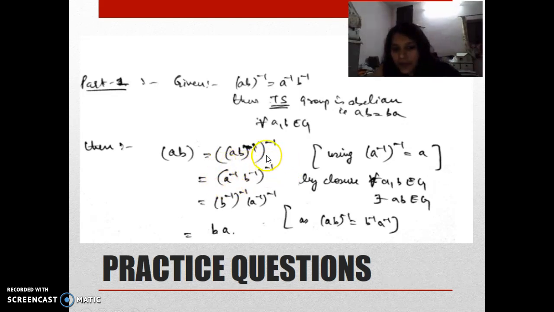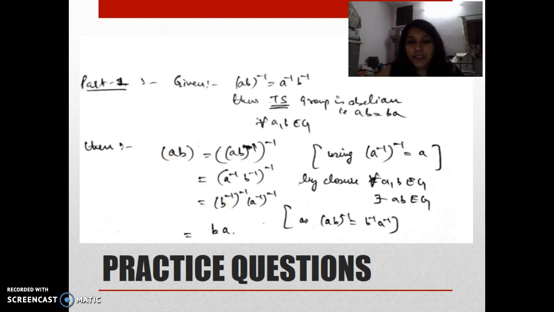Now see, (A inverse B inverse) is nothing but some element C times D, and its inverse is D inverse C inverse. So what will it become? Here my D is basically B inverse, so it will become (B inverse) inverse and then (A inverse) inverse. And this will become B and this will become A. So you are able to prove that AB is equal to BA. Hence the group is abelian.